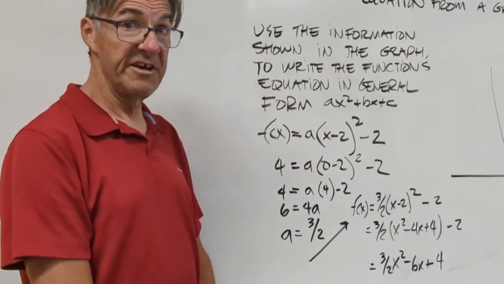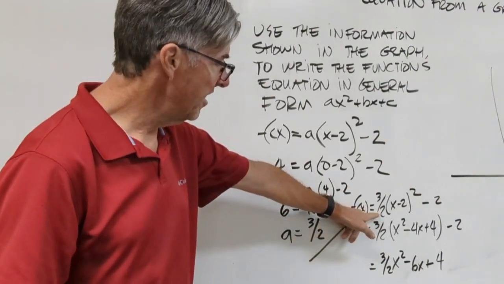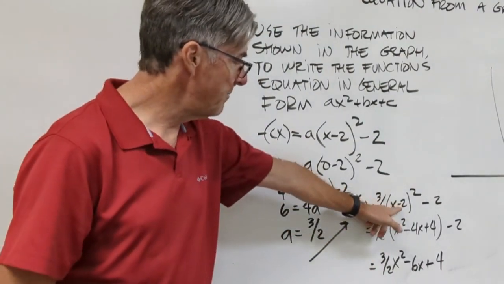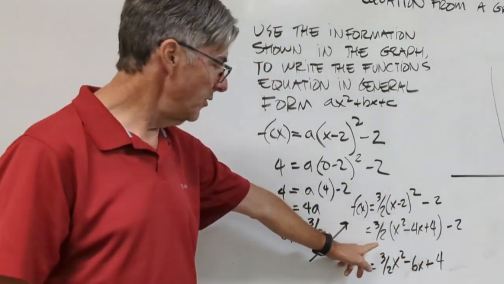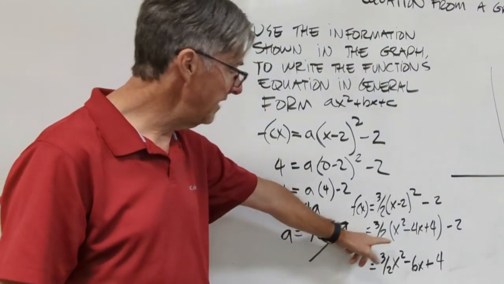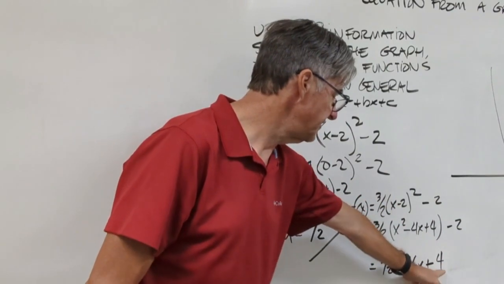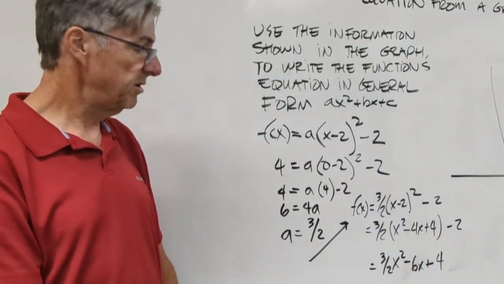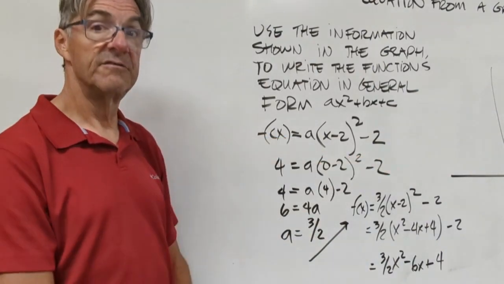All right, let's see how you did. So what I did is I just plugged in my a there, and then I have my vertex coordinates there. Now I square my binomial. I get x squared minus 4x plus 4. I multiply through by my 3/2 on each of these 3 terms, and then I subtract 2 from my constant at the end, and I get 3/2 x squared minus 6x plus 4 as the equation for that quadratic function.